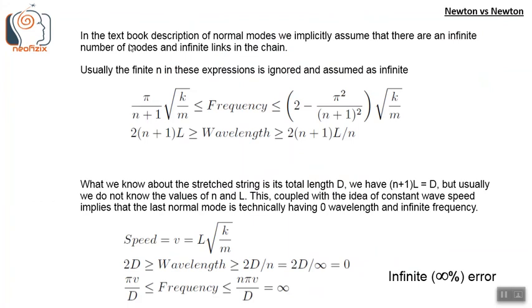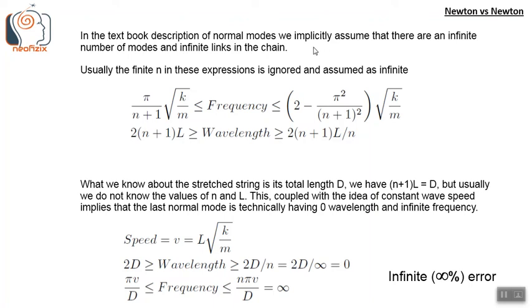In the textbook description of waves, rather we should call it normal modes, not waves. In the textbook description of normal modes on a stretched string, which is consistent with the constant speed ideas of Newton and D'Alembert wave equation, and which is derived ignoring the individual oscillating units, discrete units within the string, we implicitly assume that there are an infinite number of modes and there are an infinite number of links in the chain. So that is what is assumed implicitly.